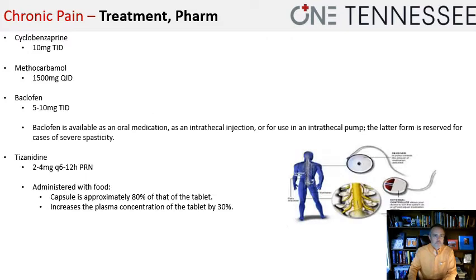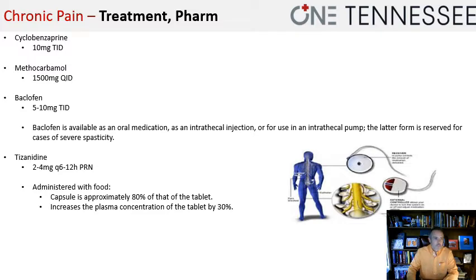Looking more specifically at some of the muscle relaxers that are available, we have cyclobenzaprine, typically dosed at 10 milligrams 3 times a day. There's also methocarbamol. This is 1,500 milligrams, dosed 4 times a day. And then there's baclofen, typically dosed 3 times a day, but it's also available as an intrathecal injection or for use in an intrathecal pump. The latter form is reserved for cases of severe spasticity. There's also tizanidine, 2 to 4 milligrams every 6 to 12 hours as needed. This should be administered with food, and the capsule is approximately 80% of that of the tablet. So it increases the plasma concentration of the tablet by 30%.